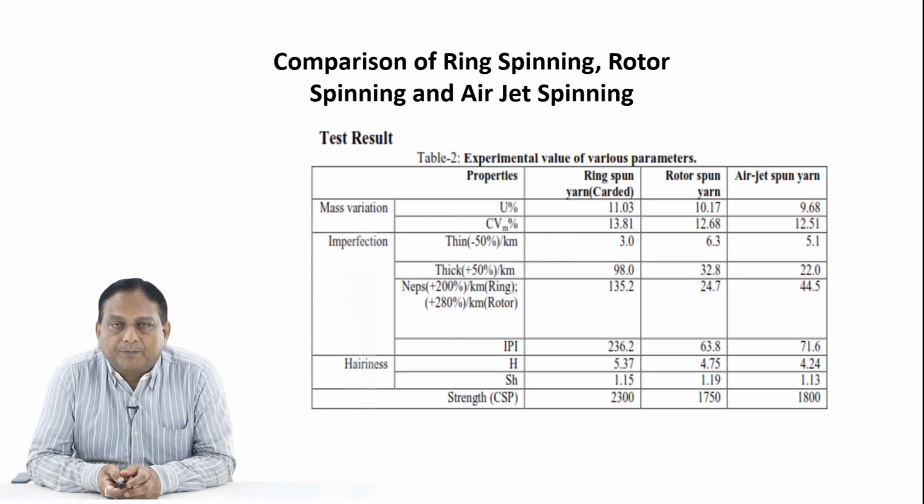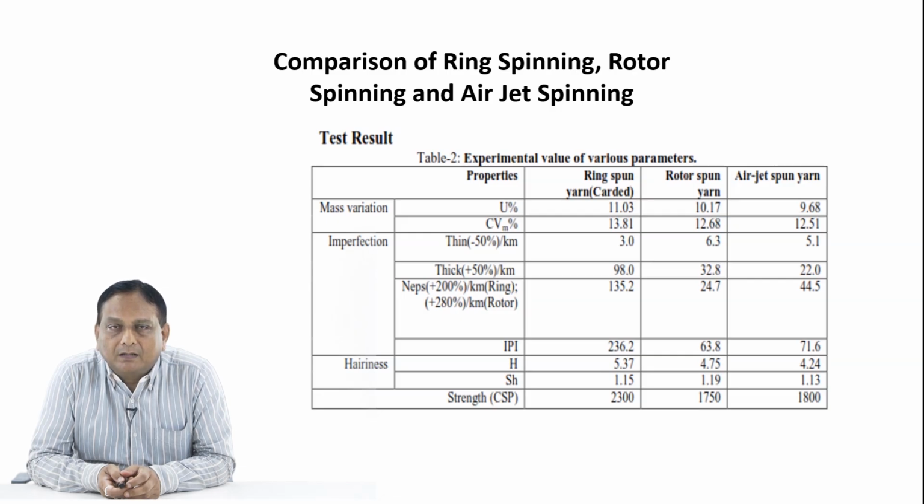And then the yarn imperfections were studied. As we can see, U percentage is a little less in the air jet spun yarn and more in the ring spun yarn. Rotor lies in between air jet and the ring spun yarn. So CV percentage, coefficient of variation, you can see is also more in case of ring spun yarn in comparison to air jet spun yarn. And then you can see the thin places, thick places and the naps. Okay, so these variations are there.